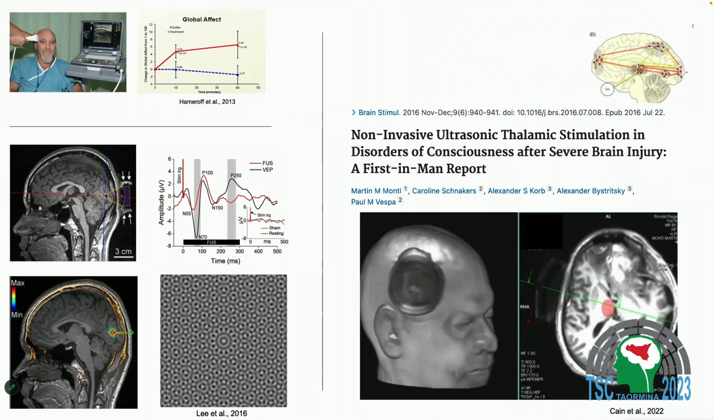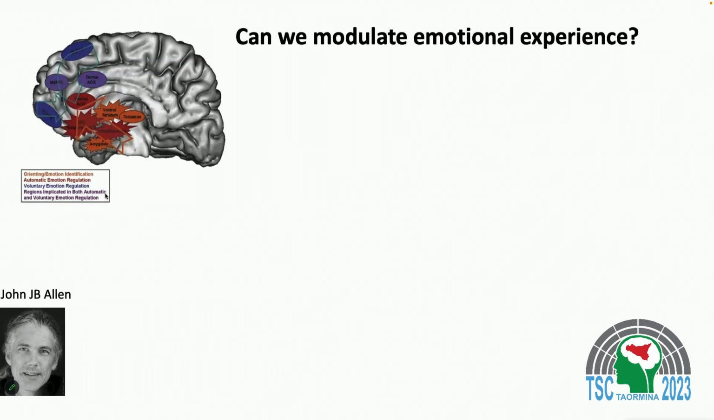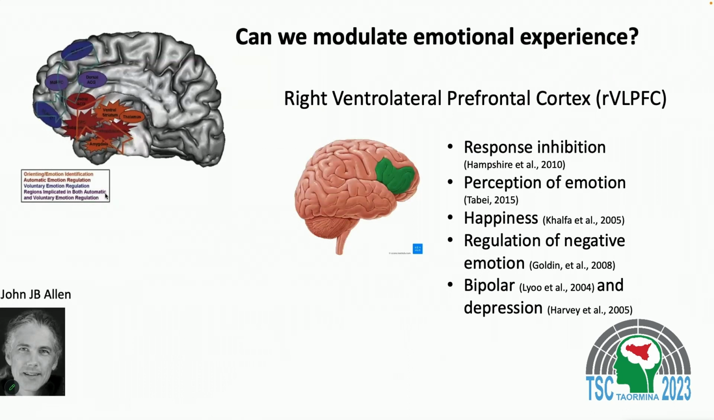So to our work, the work that I started doing with Stuart Hameroff back in 2014, 2015, we started asking whether we could use focused ultrasound to modulate a network in the brain that we think is involved in emotional experience. And so we targeted the right ventrolateral prefrontal cortex, partly because you can go through the temporal window, which is a good place for ultrasound to get through. And back in 2014, 2015, when we started doing this research, it was very clear that this part of the brain was involved in response inhibition.